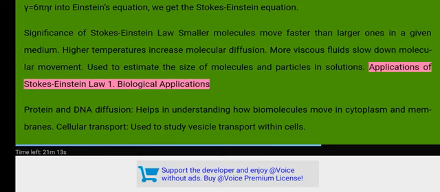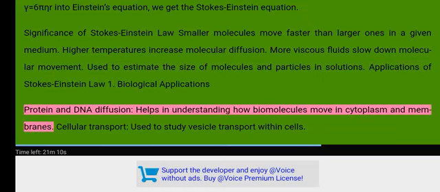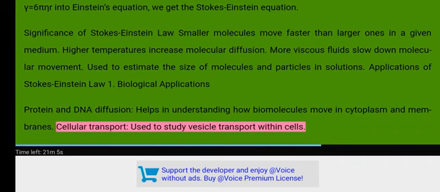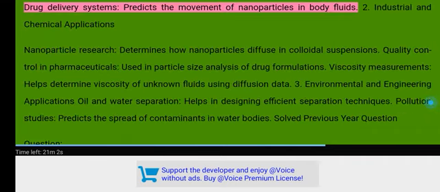Applications of Stokes-Einstein law. 1. Biological applications. Protein and DNA diffusion helps in understanding how biomolecules move in cytoplasm and membranes. Cellular transport, used to study vesicle transport within cells. Drug delivery systems, predicts the movement of nanoparticles in body fluids.